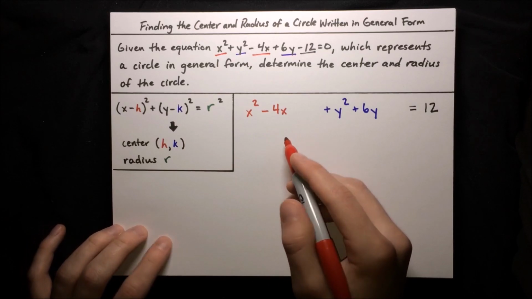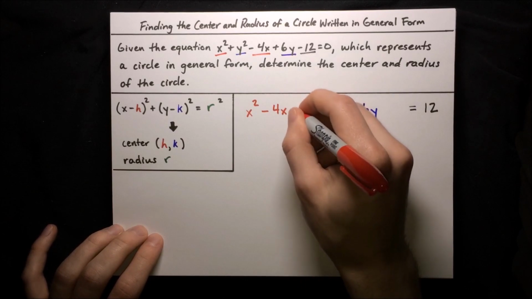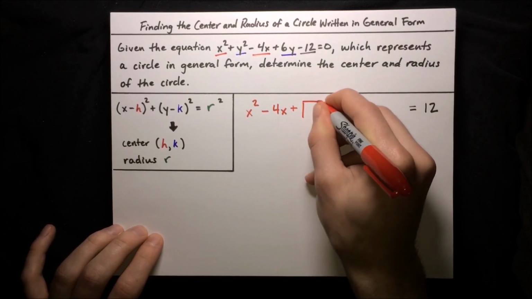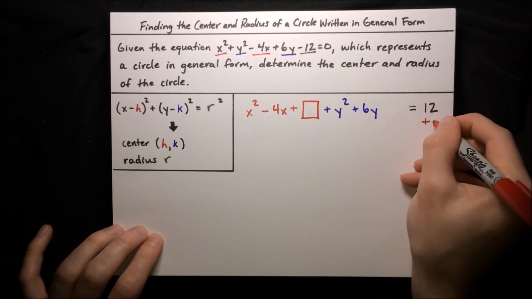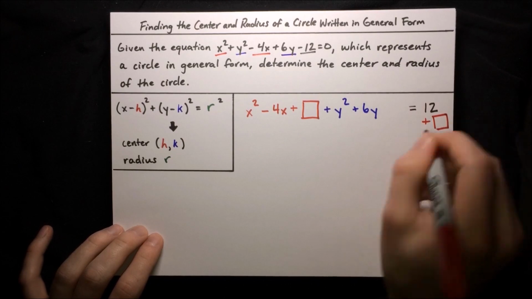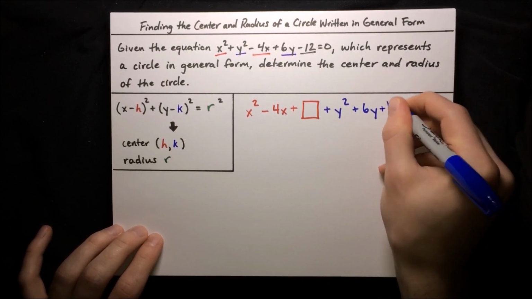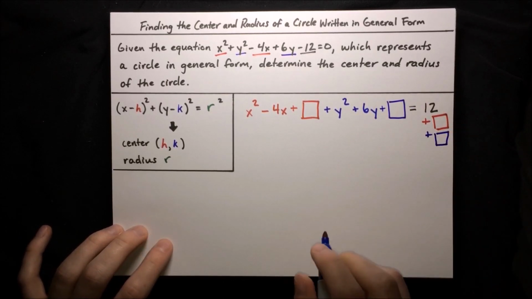Well, yeah, we can just complete the square. So remember, completing the square just involves adding something to both sides of the equation. So we'll add something for the x, and we'll have to add that to the 12 also, so plus that something. And then we'll also add something for y, and we'll have to add that to the other side as well. Okay, so let's do that.